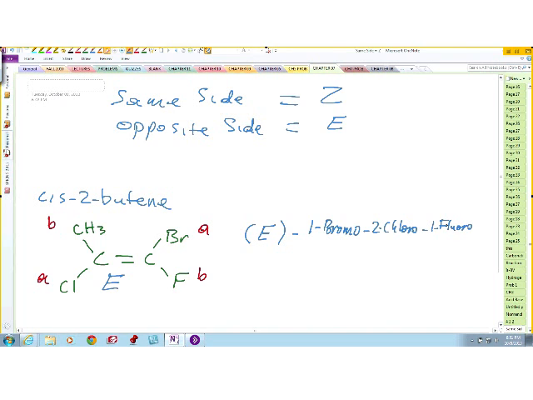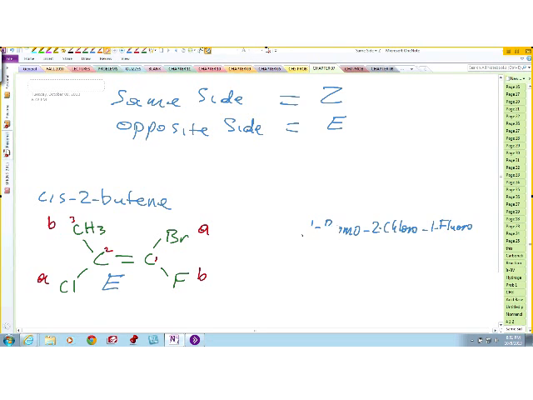And what is the base name? What's the base name? Propene. How many carbons? 1, 2, and 3. Okay, so that becomes 1-bromo, 2-chloro, 1-fluoro-propene. In the case of propene, you don't need to indicate the position of the double bond. It's only 3 carbon atoms.